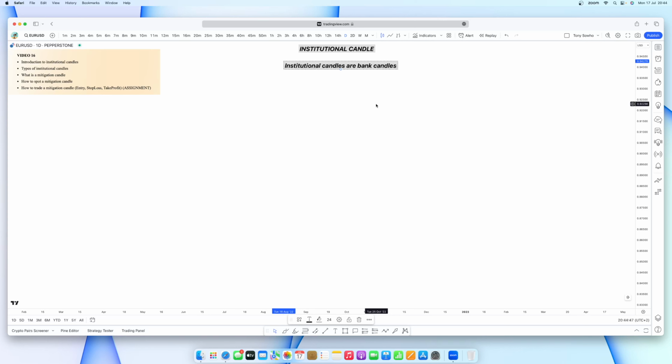We know that the Forex candle, the buy and sell candle you see, is a result of demand and supply in the market. If the candle is buying up, that shows the presence of demand, more buyers. If the candle is selling down, that is evidence that there are more sales. We have buyers and sellers head to head with each other, and that is what is creating these candles. Now, institutional candles are bank candles.